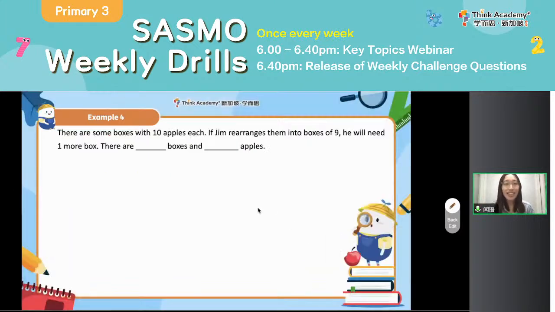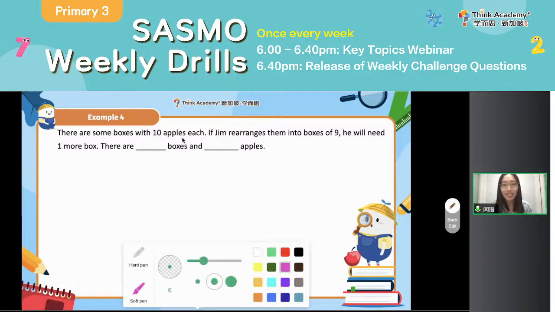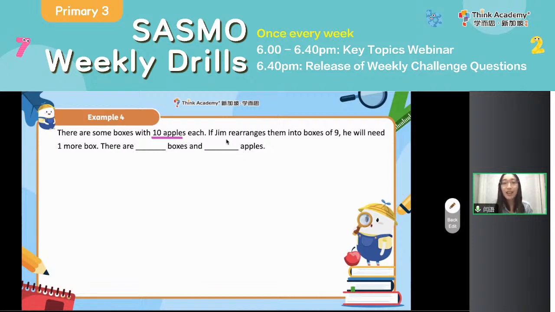Let's move on to the last part, example 4. There are some boxes with 10 apples each. Let's underline the keywords: 10 apples each. If Jim rearranges them into boxes of 9, he will need 1 more box. The question is asking how many boxes and how many apples there are.